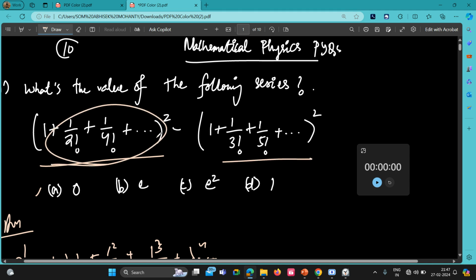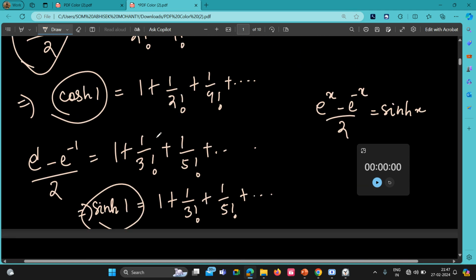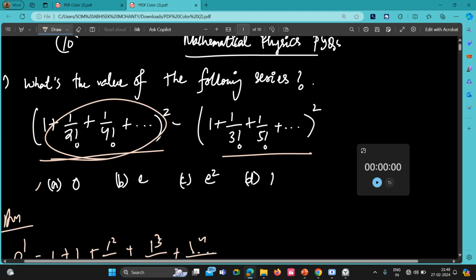If you see, this is a what? We just decided this is a cos hyperbolic 1 and the other one is a sine hyperbolic 1. So I can write it here, cos hyperbolic 1 whole square minus sine hyperbolic 1 whole square. Okay, so what is the value for it?